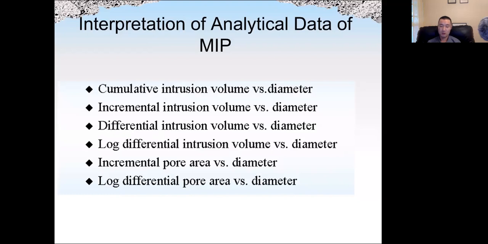Right? So we can have a correlation between the pore size, the diameter, and the pore volume. It could be the cumulative intrusion volume or the total volume, or other types of volume such as incremental intrusion volume or differential intrusion volume, or even log. We can also have a correlation between the pore size and the surface area of the pores.